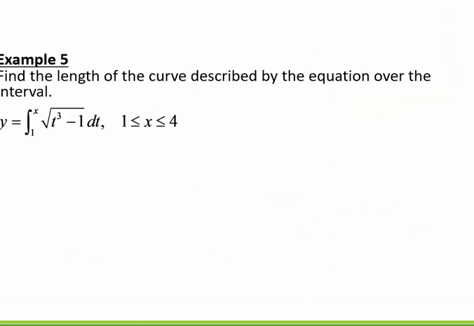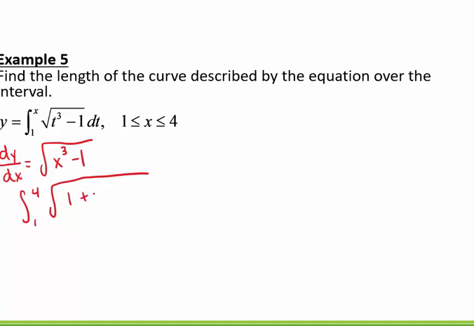Okay, so in this example, we need to find the length of the curve described by that equation. Now notice how it's an integral, so dy dx ends up just being what that curve is. So I'm doing the integral from 1 to 4 of the square root of 1 plus that thing squared, which is just x cubed minus 1 dx. So that simplifies to the square root of x cubed dx.